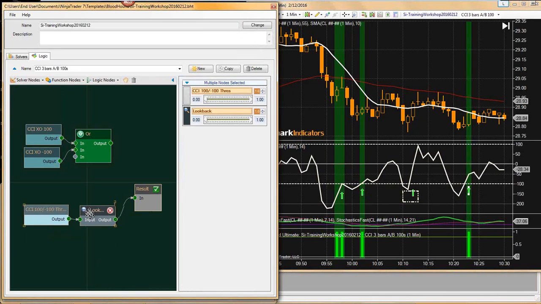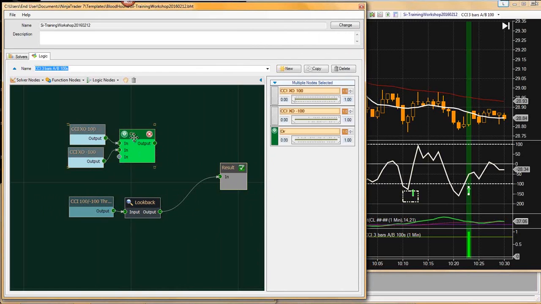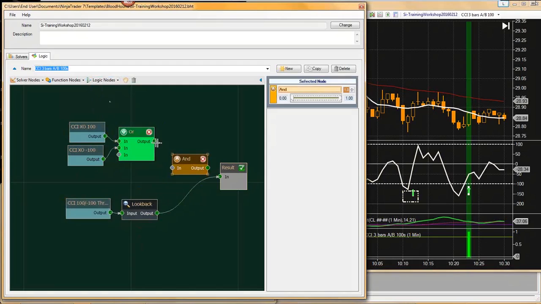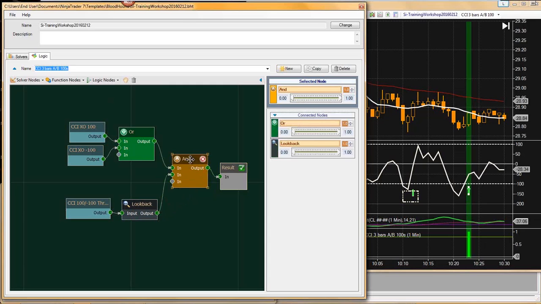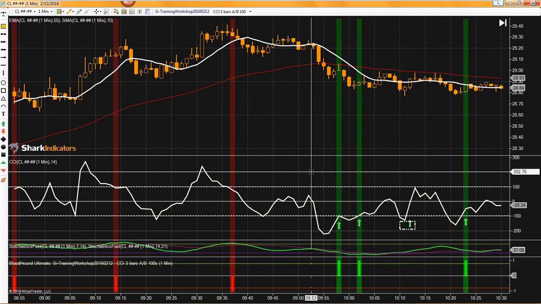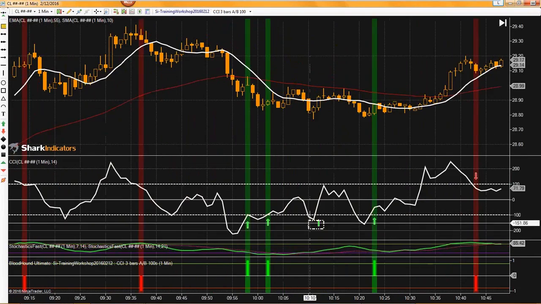So now, the last step is we can take these two, condition 1 and condition 2, and join them together with an AND node to get a combination of that. And there we go. Excuse me, I'm losing my voice.